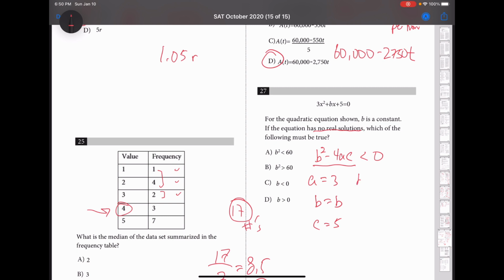So in this case, b squared minus 4 times 3 times 5 has to be less than 0. b squared minus 60 has to be less than 0, so b squared is less than 60. The answer here should be A.